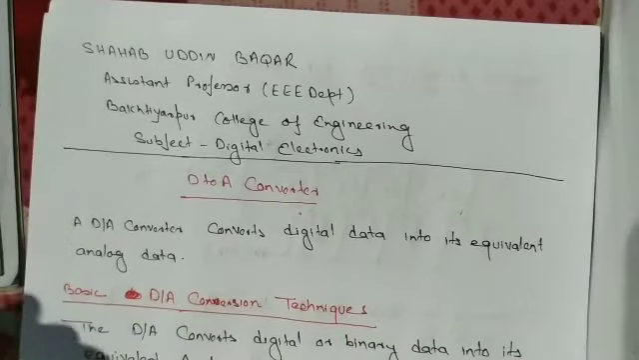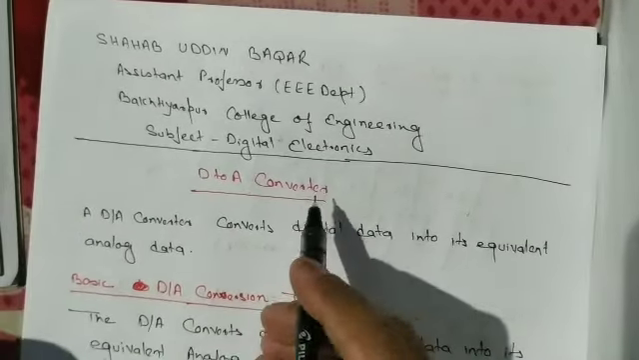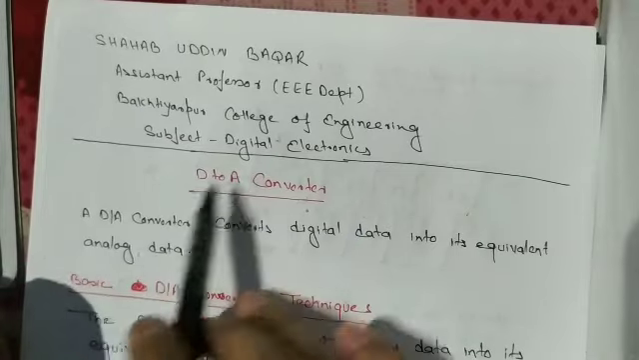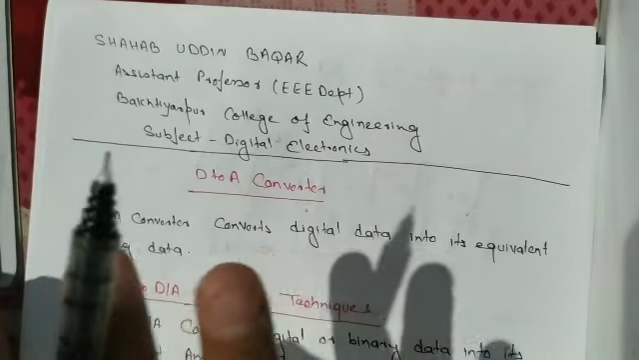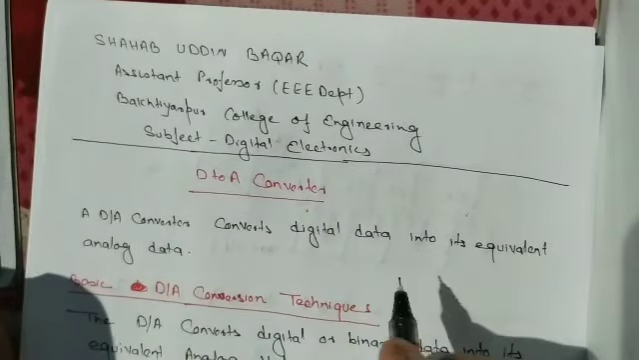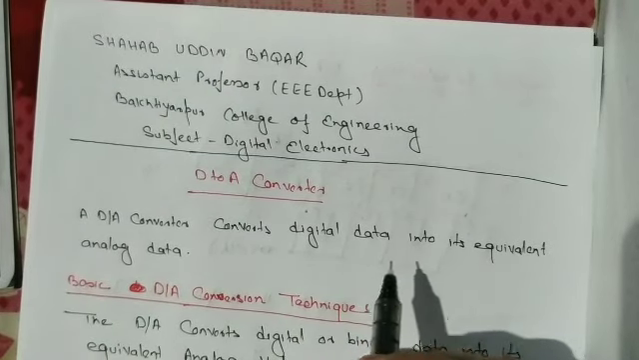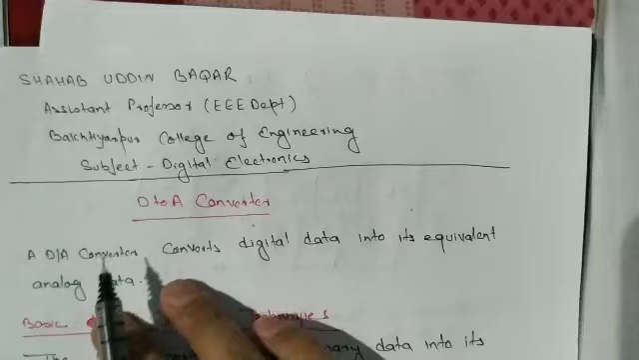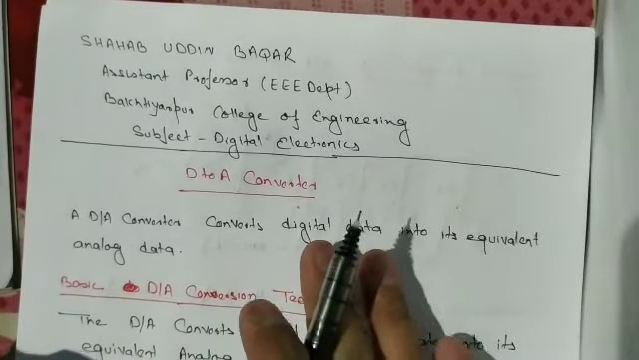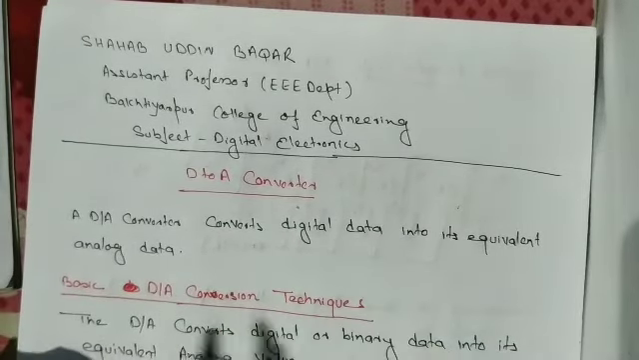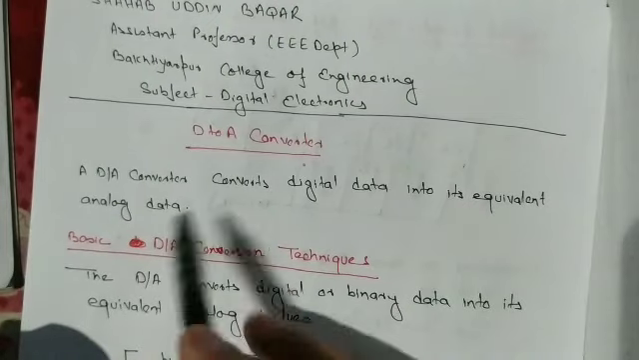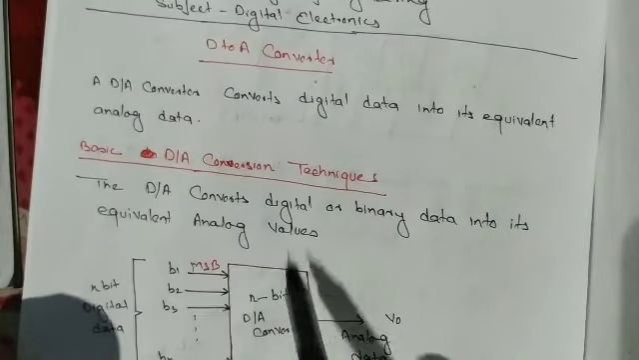Today we are going to study the digital to analog converter. Basically, a digital to analog converter is a circuit which converts digital data or a digital number into its equivalent analog data or analog number. So this is the basic block diagram of a digital to analog converter.